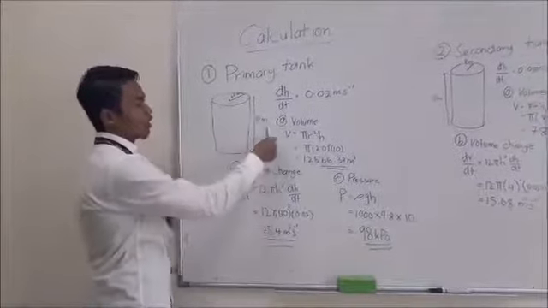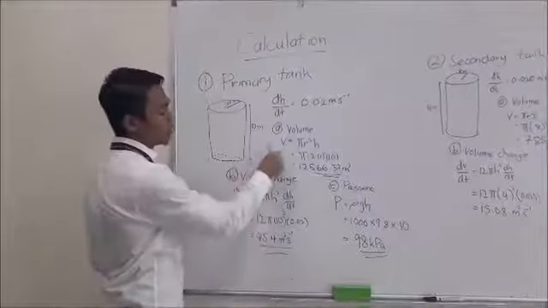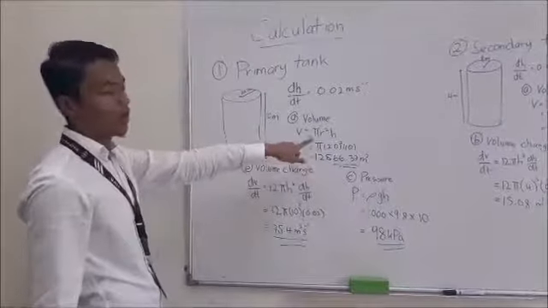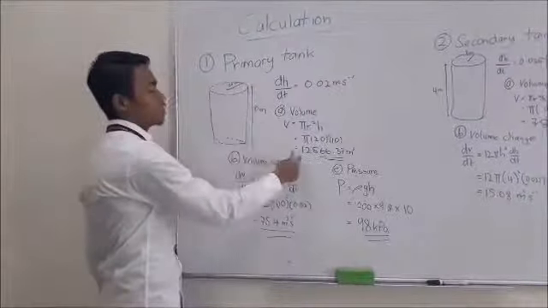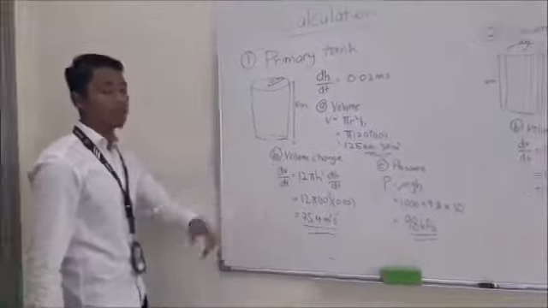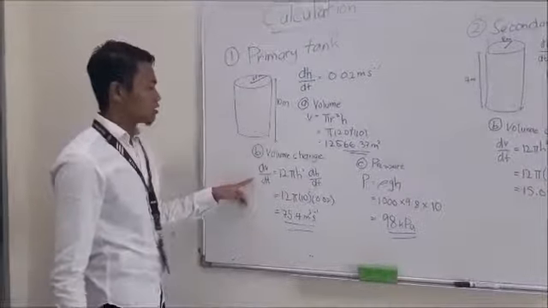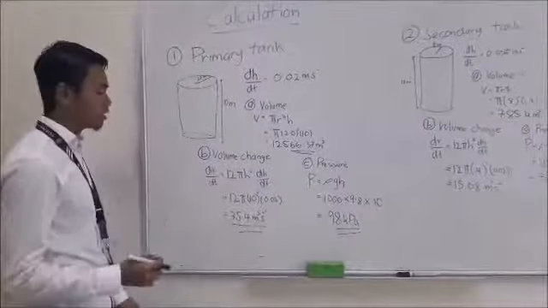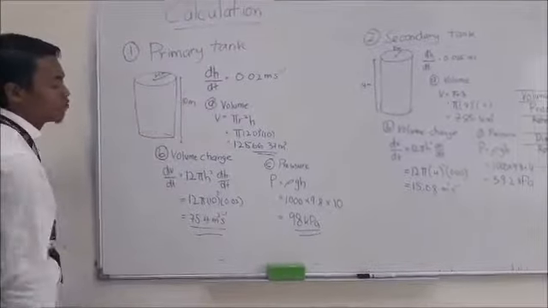Next, from the dimensions of the tank, we can calculate the volume, from the formula to find the volume of a cylinder, which is V equals pi r squared h. When we enter the dimensions of the primary tank, we got this value. Next, we calculate the volume change. In terms of differentiation, it is dV over dt. Then we follow the differentiation formula, insert the values from the tank, and we get the value.